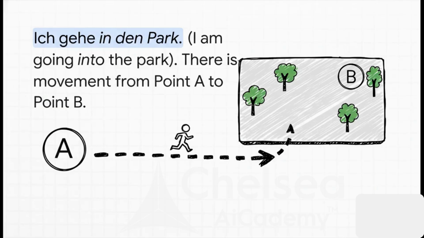So, in this first sentence, ich gehe in den Park, I'm moving, right? I'm going from point A, which is somewhere outside the park, to point B, inside the park. That's clear motion towards a destination. And because of that motion, the preposition in triggers the accusative case, den Park.